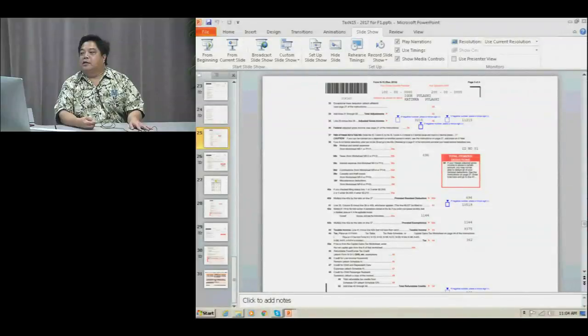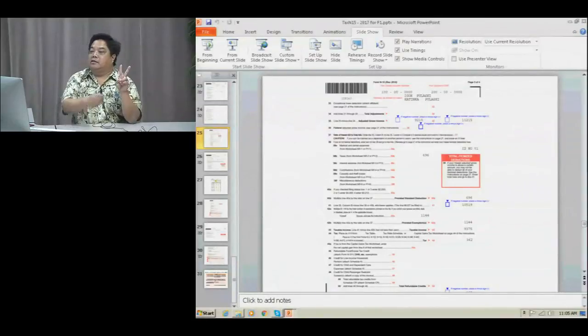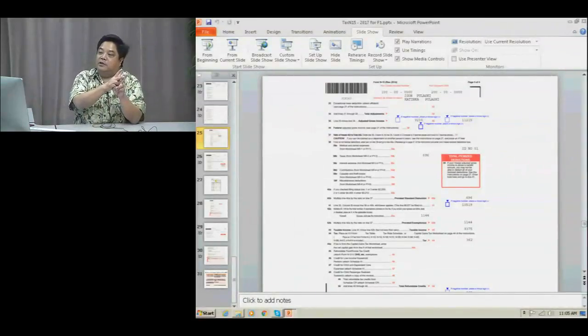However, it's a little bit complicated. Say, for example, if it's California and Hawaii, you need to figure out which is the resident state, which is the non-resident state. And I would suggest, hopefully you can learn by going on the web, or hire someone to do it.